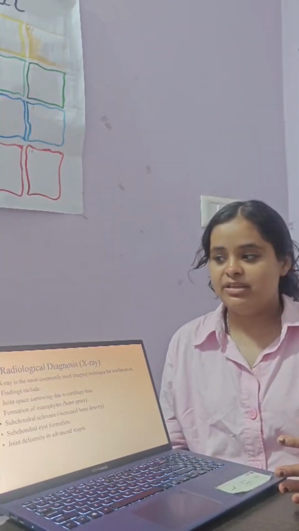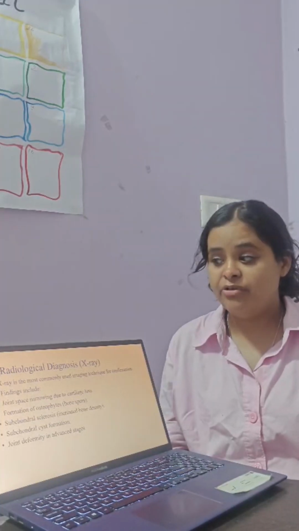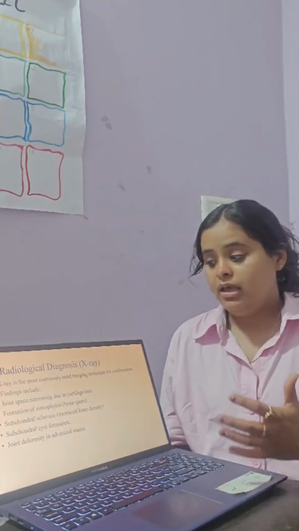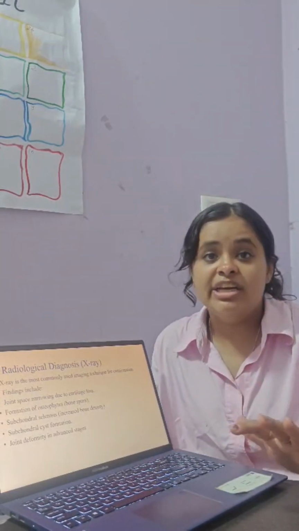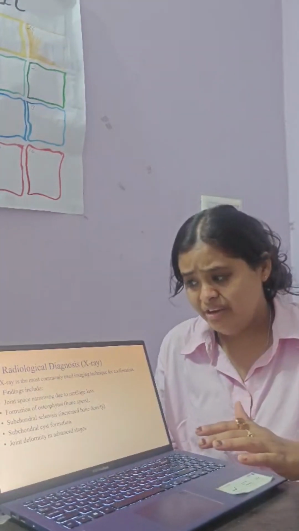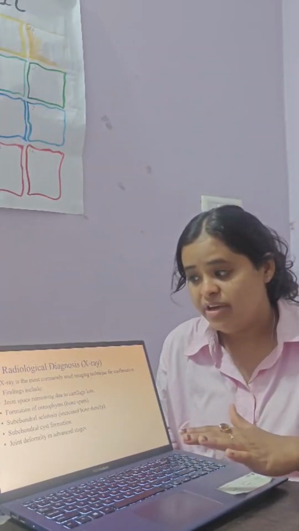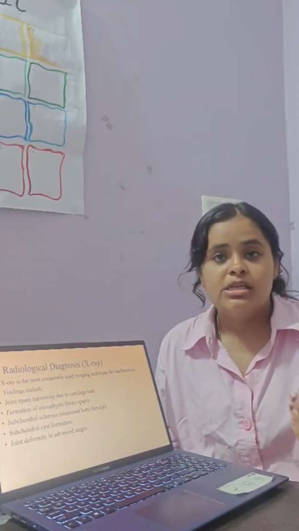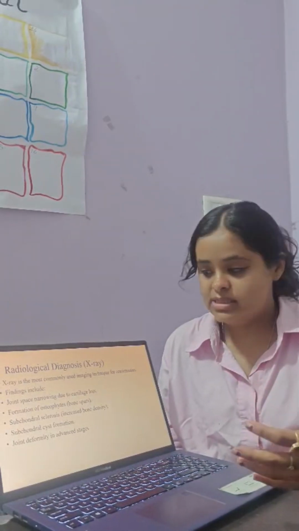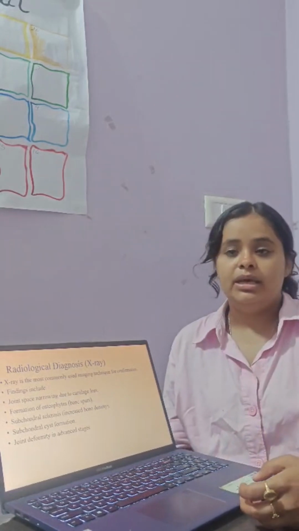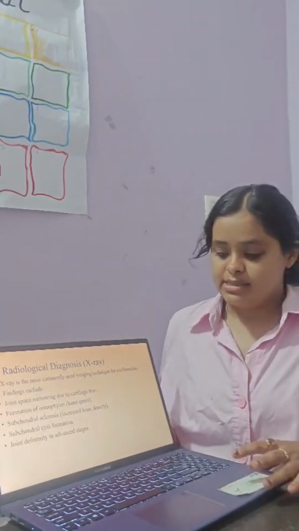The next is radiological examination, which plays an important role in this type of condition. In X-ray you can easily see that the joint space is sometimes reduced. There is swelling, narrowing of the joint space, and formation of osteophytes. Subchondral sclerosis is there, subchondral cyst is there, and joint deformity in the advanced stage.